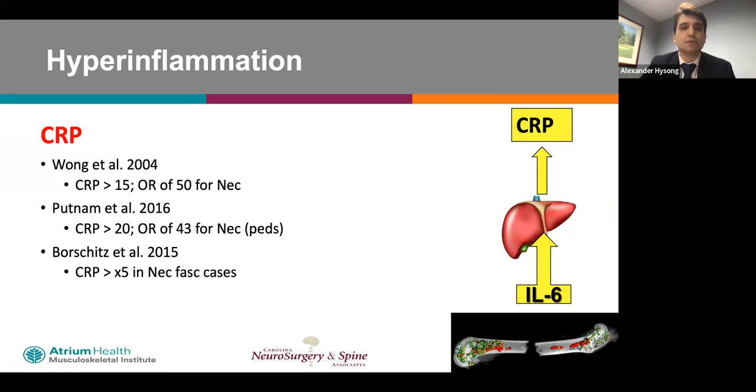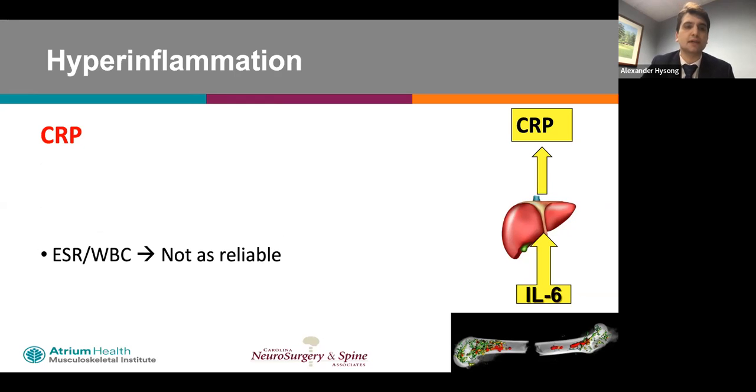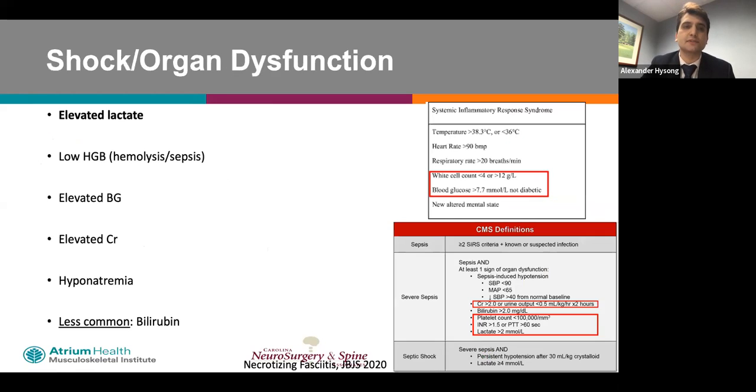And Borschitz et al. in 2015 showed that CRP was 5 times higher in necrotizing fasciitis cases when compared to non-nec fasc cases. Other markers such as ESR and white blood cell count are very good lab values, but they're not as reliable and they don't rise as quickly or respond as reliably as CRP does in these patients. And then we start to think of a more general category like shock and organ dysfunction.